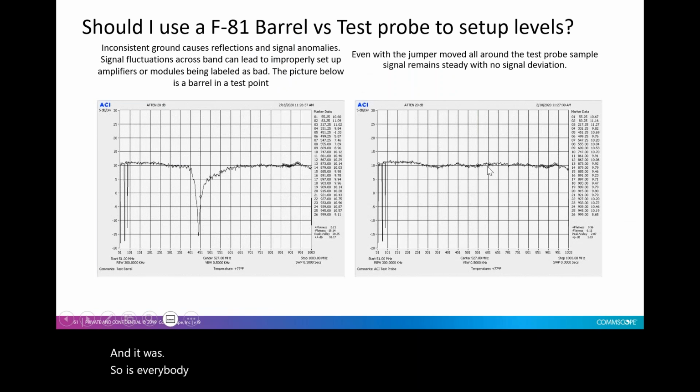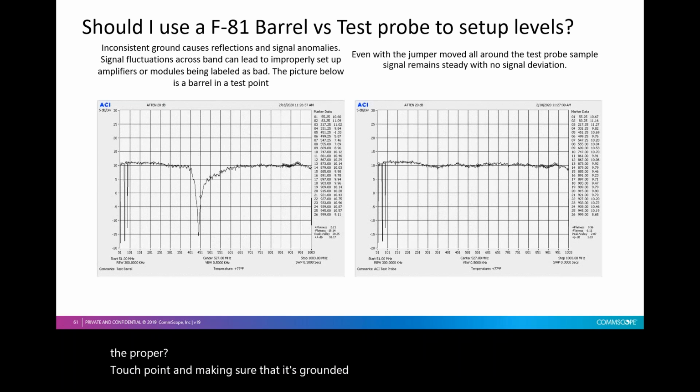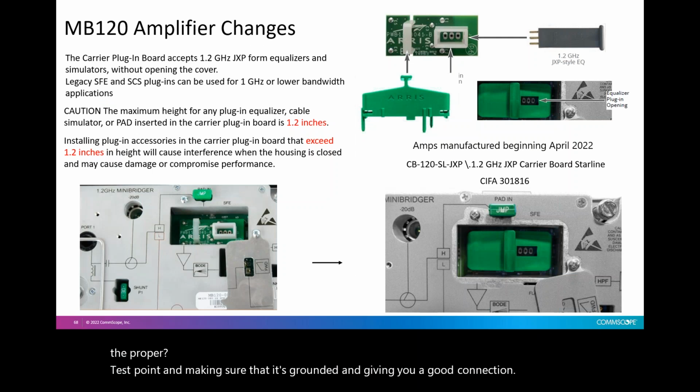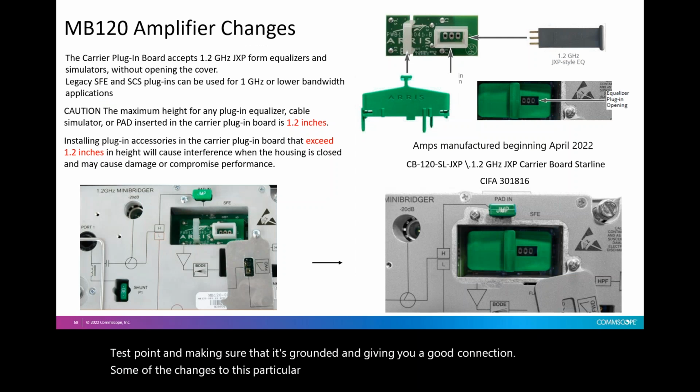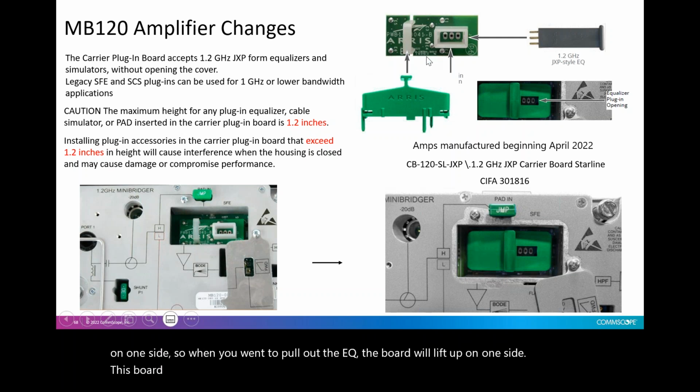So is everybody comfortable with getting a new probe and making sure that they're looking at the proper test point and making sure that it's well grounded and giving you a good connection? Some of the changes to this particular amplifier, as I mentioned earlier: the handle used to be on one side, so when you went to pull out the EQ, the board would lift up on one side. This board right here is centered, so if you go to grab the pad, it goes right up against the cover and prevents that from raising up on one side.